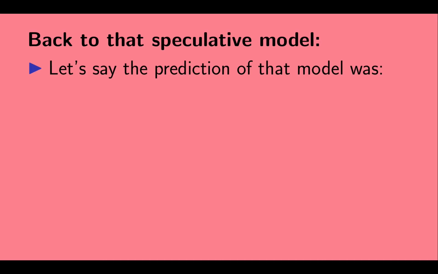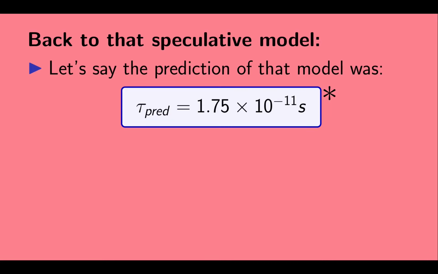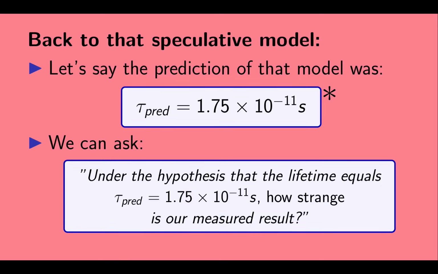Okay, let's get back to that speculative model. Let's say the prediction for the lifetime in that model, which we'll call tau predicted, was 1.75 times 10 to the minus 11 seconds. We can ask the following. Under the hypothesis that the lifetime equals tau predicted, so equals 1.75 times 10 to the minus 11 seconds, how strange is our measured result?